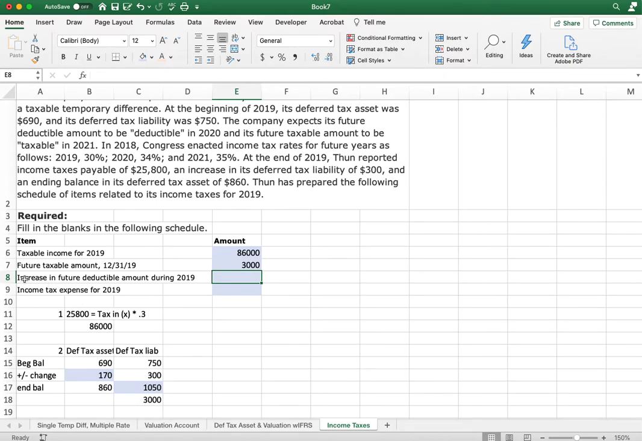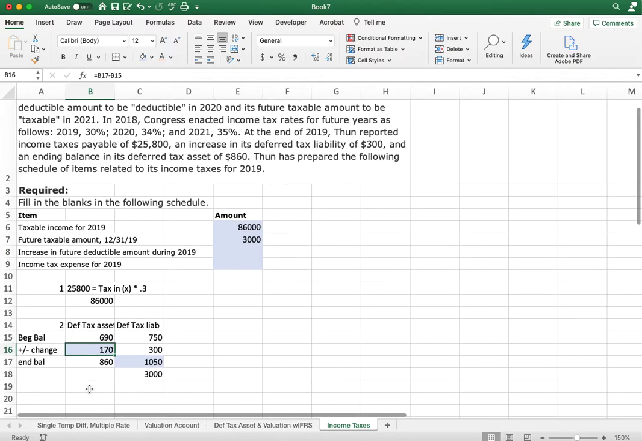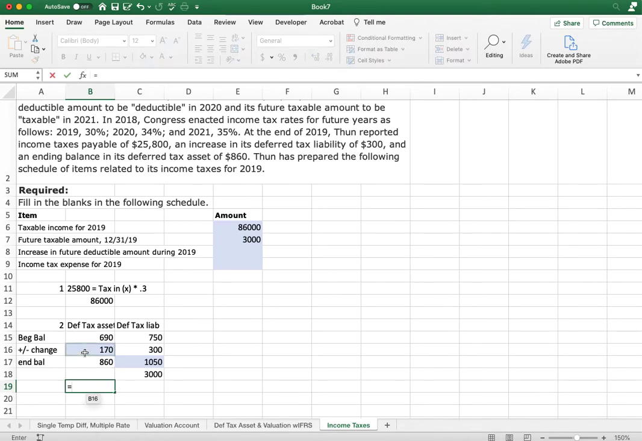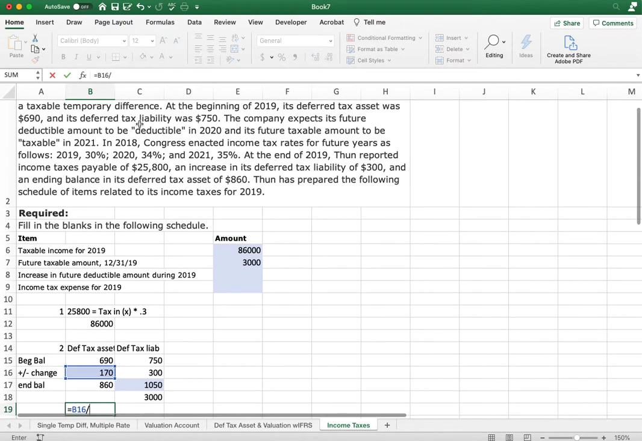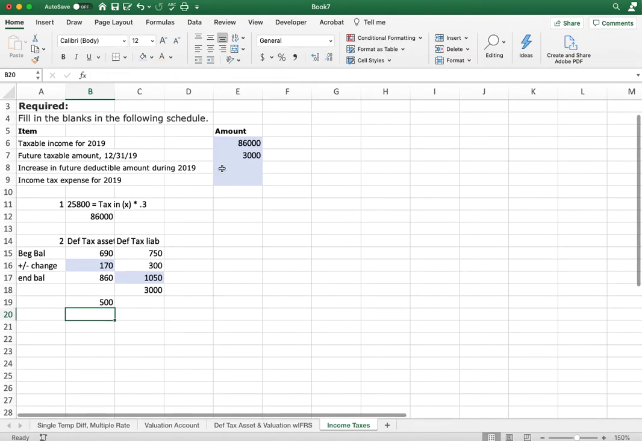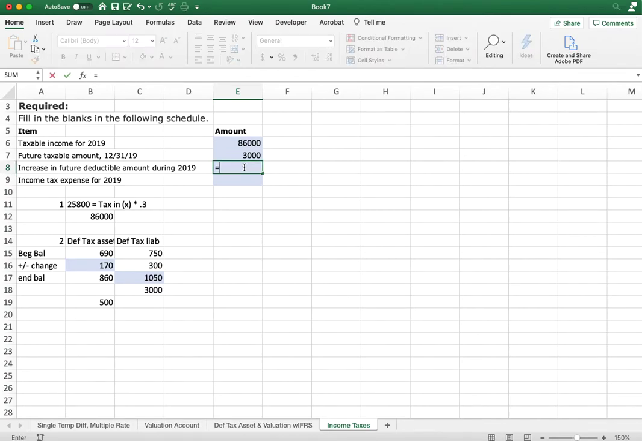Then the next one says, what's the increase in future deductible amount during 2019? So now we'll be looking at this change of 170. So I'm going to come down a row here, and that is expected to be deductible in 2020 when the tax rate is 34%, so we'll divide it by 0.34 for a total of 500.